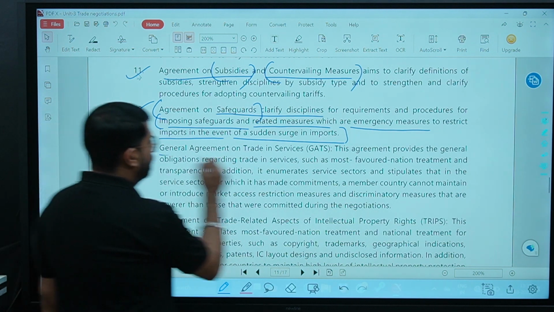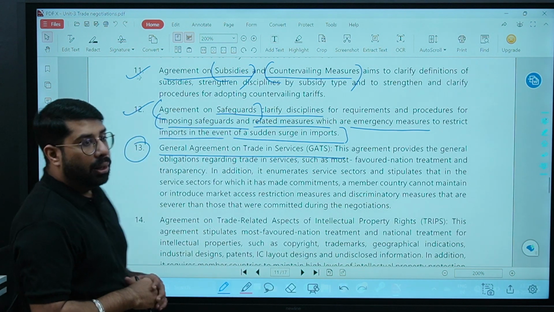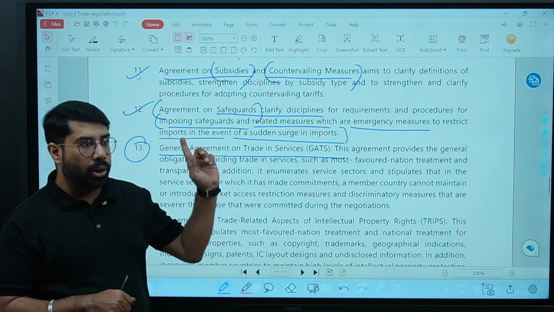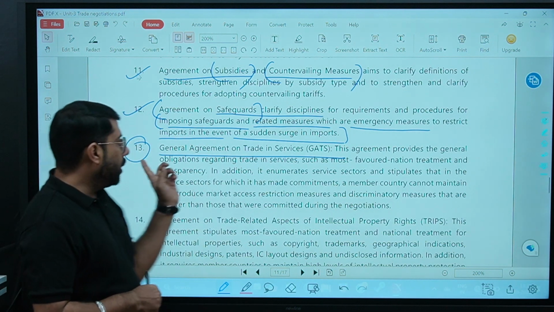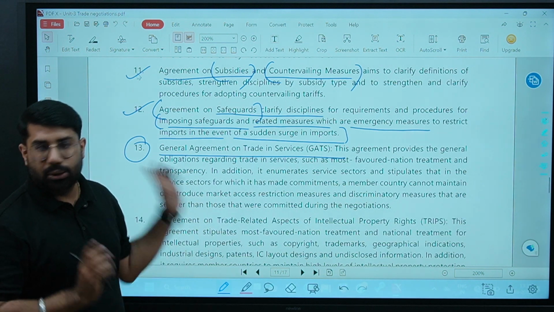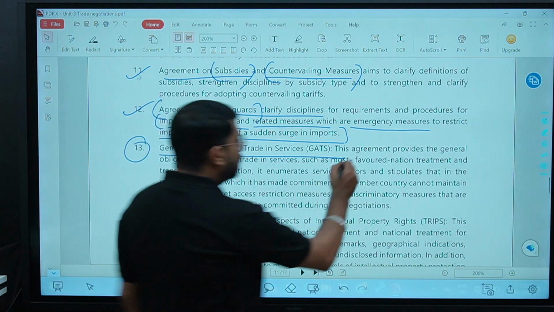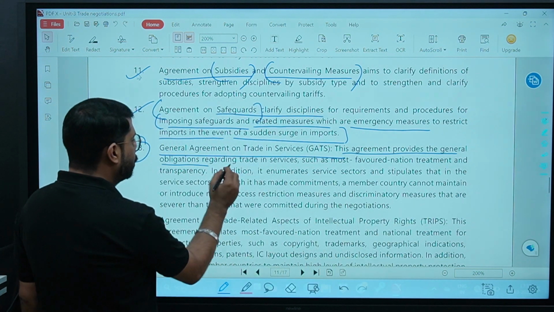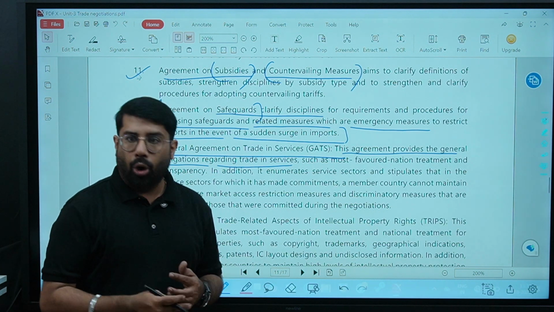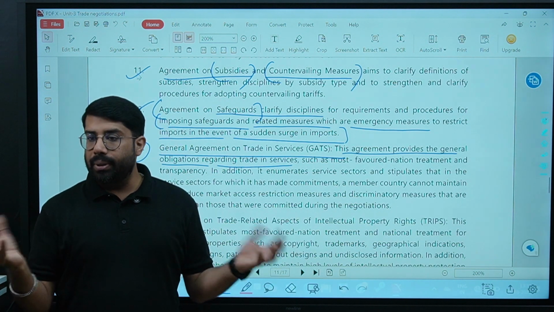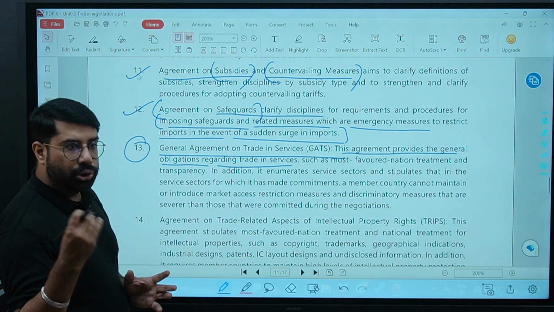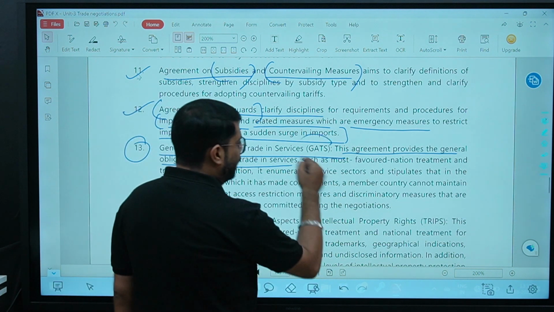The 13th says GATS. That is General Agreement on Trade in Services. Before, we said GATT, General Agreement on Tariffs and Trade. That was only for goods. This is only for services. It says this agreement provides the general obligations regarding trade in services. It means how will you trade in services, on what terms and conditions two countries will trade in services. All those terms, conditions, regulations, rules will be written under GATS.